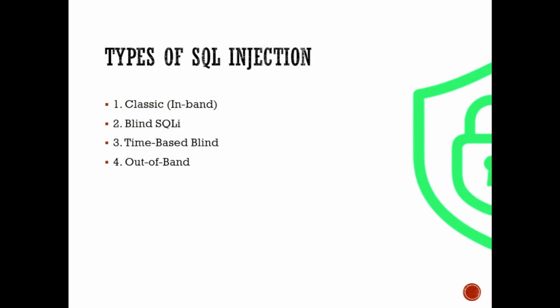Types of SQL injection. 1. Classic, in-band: immediate results in the response. 2. Blind SQLi: no visible error; infer via behavior. 3. Time-based blind: use delays to confirm injection. 4. Out of band: use DNS or HTTP requests to receive data externally.